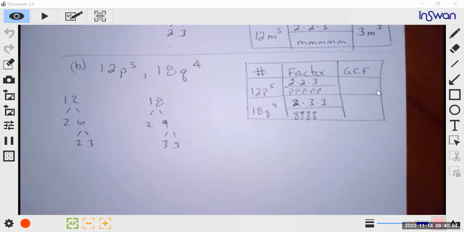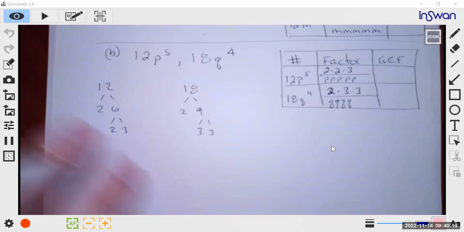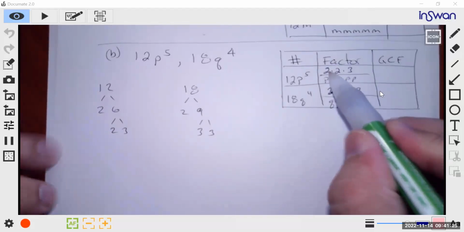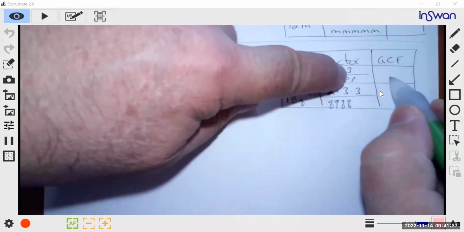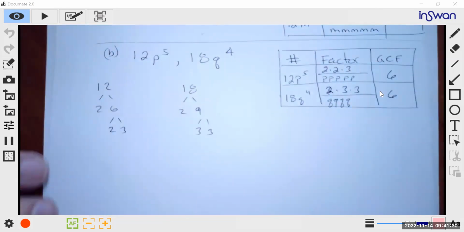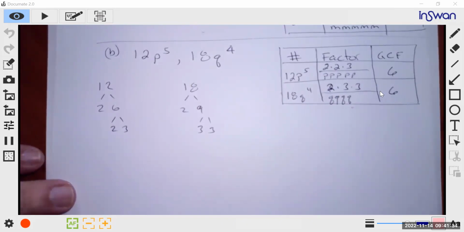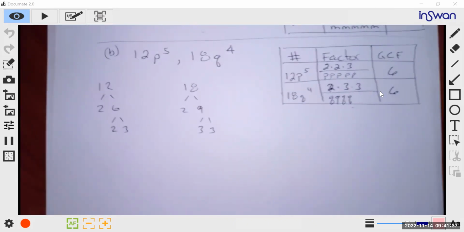Don't look at my board. Do yours first and use mine to check it. Okay, they both have a 2 and they both have a 3. So 2 times 3 is 6. This one has all P's, this one has all Q's, so it has nothing else. So the GCF is just 6.